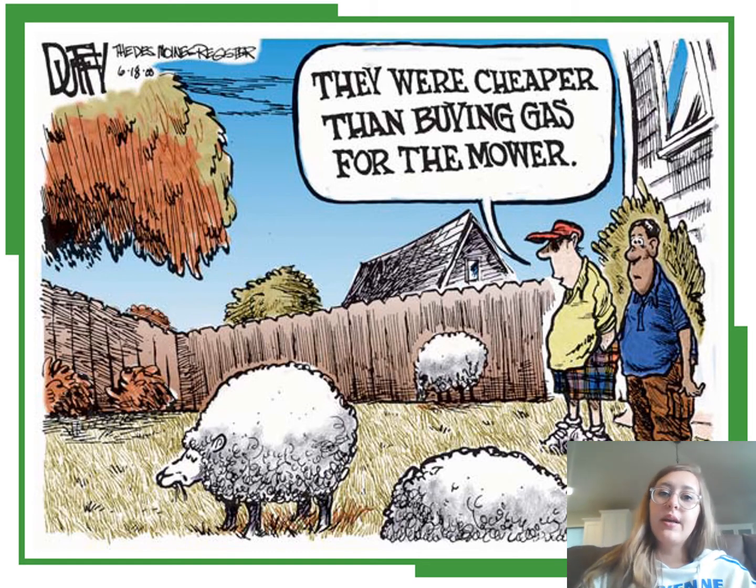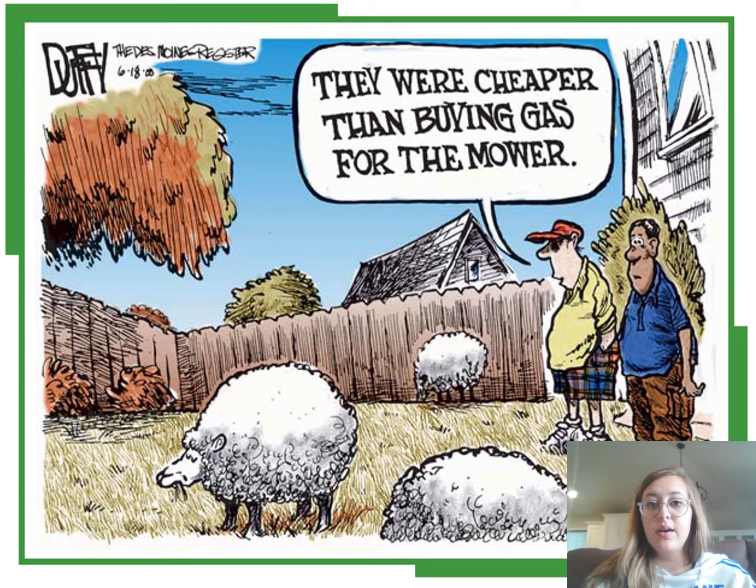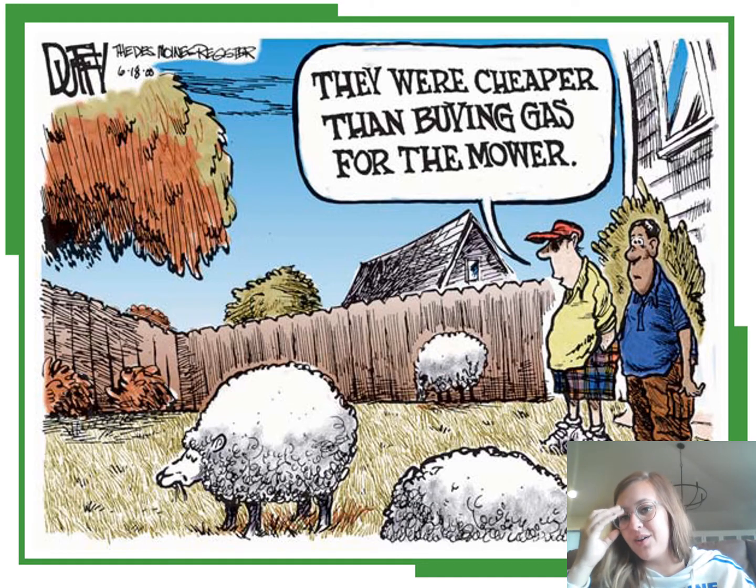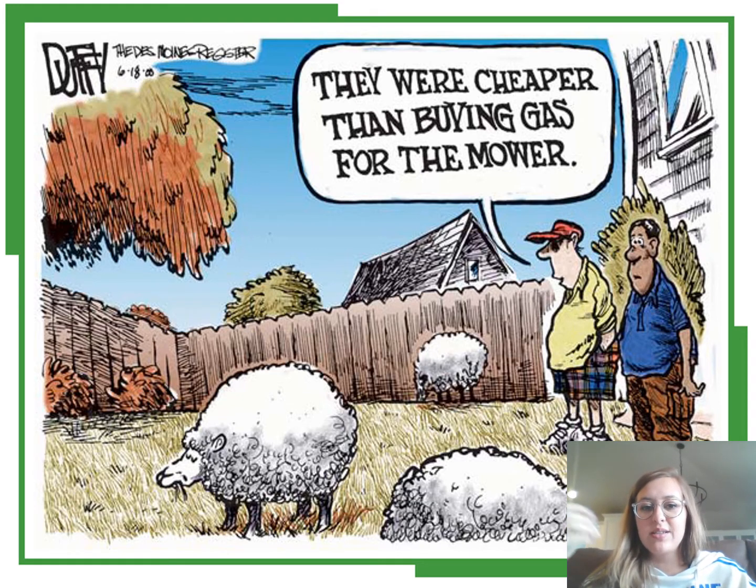So as I mentioned, if the elasticity of demand for a good at a certain price is less than 1, demand is inelastic. If elasticity is greater than 1, demand is elastic. If elasticity is exactly equal to 1, then we call it unitary elastic. So this cartoon demonstrates that idea of substitutes. Right, so he's using sheep instead of a mower because the price of gas is up.